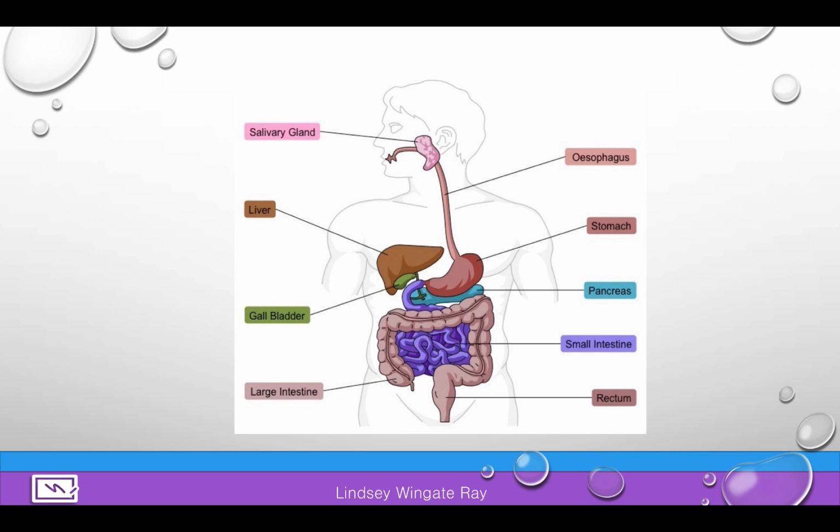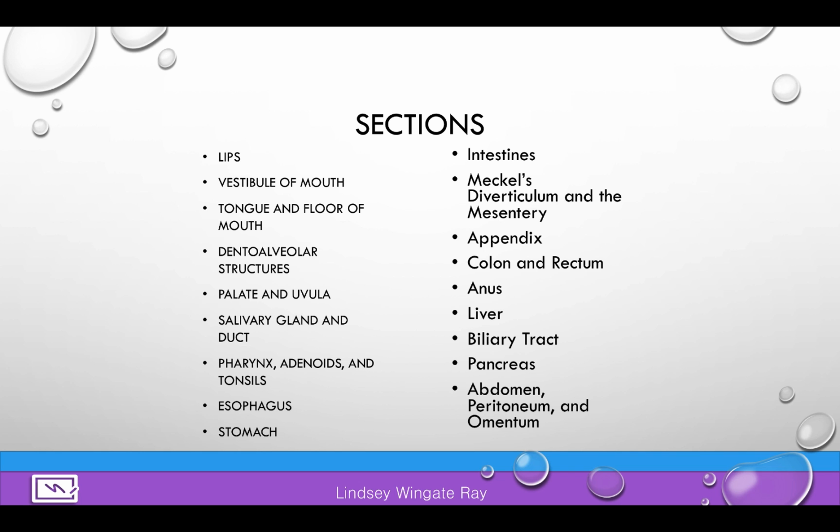Now let's look at the anatomy of the digestive system. You have your salivary gland at the back of your mouth, your esophagus, which is your throat, your liver, stomach, pancreas, your small intestine, your large intestine, your gallbladder, and your rectum. These are the sections of the digestive system. As you can see, it goes by the anatomy. It goes from the lips all the way to the abdomen, perineum, and omentum.